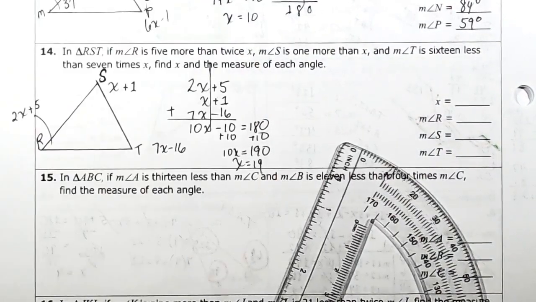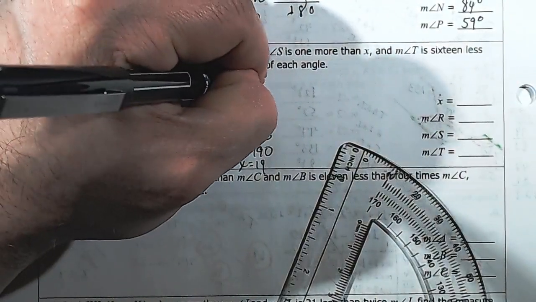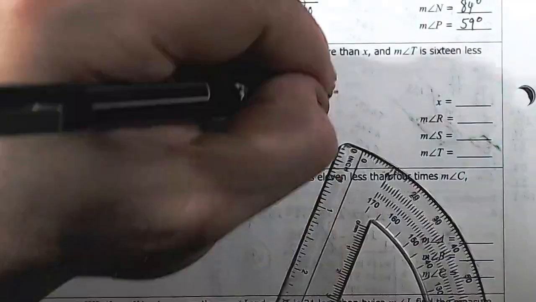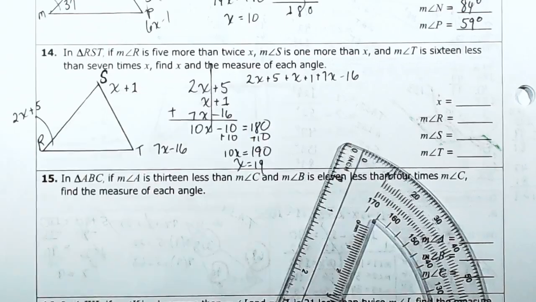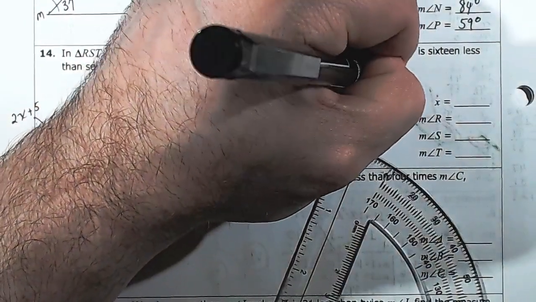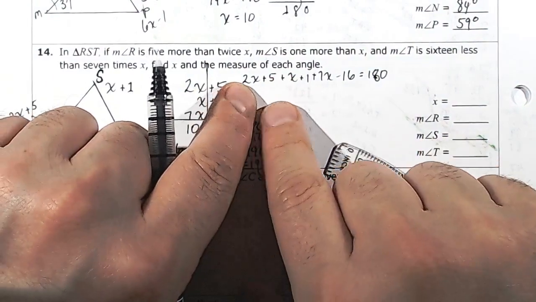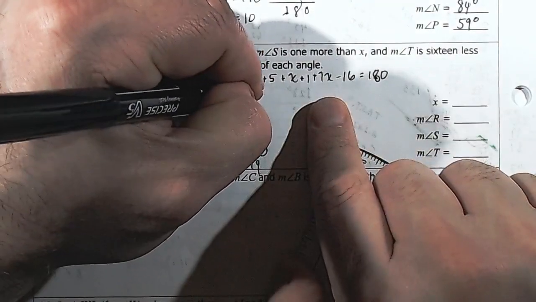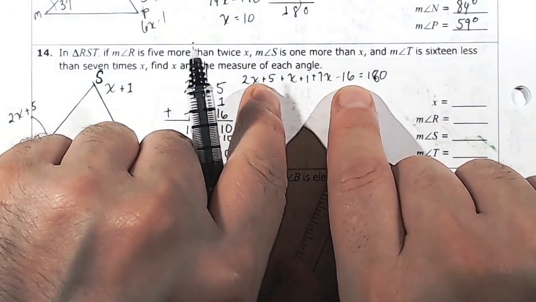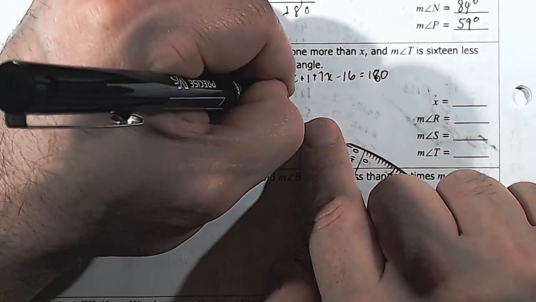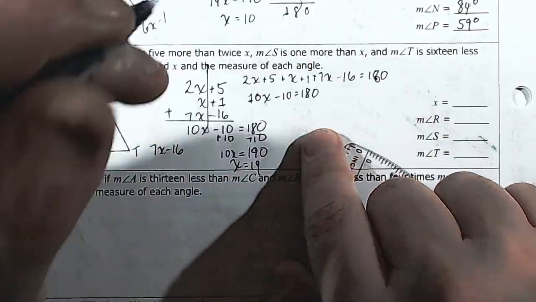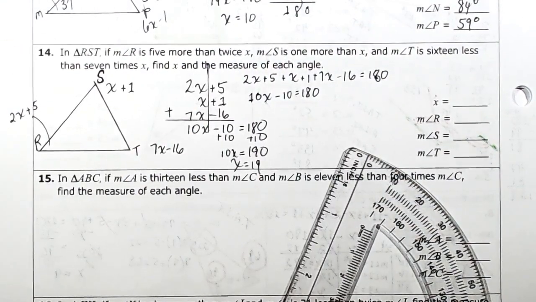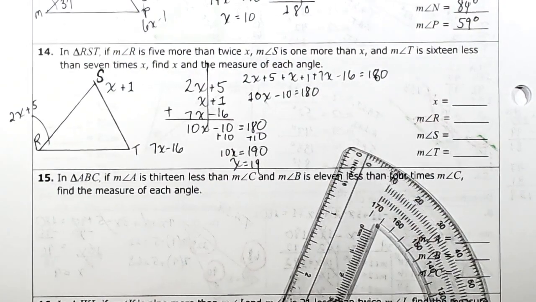If that was confusing to you, I'll show it another way. You would just do 2x plus 5 plus x plus 1 plus 7x minus 16 equals 180. This is the way we were doing it before. You're just doing the same thing: 2x plus x is 3x plus 7x is 10x. 5 plus 1 is 6 minus 16 is negative 10. So you're just back to where you were before. It's your preference whether you like the stack adding method or not. It can be confusing. So now we know that x is 19.